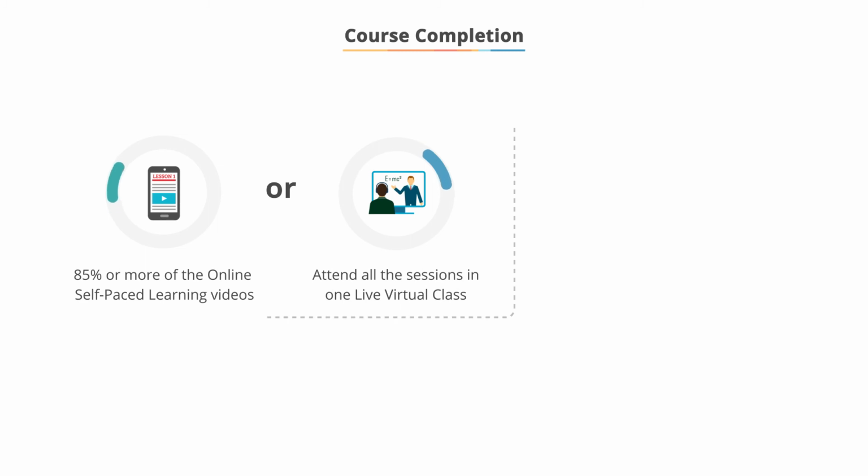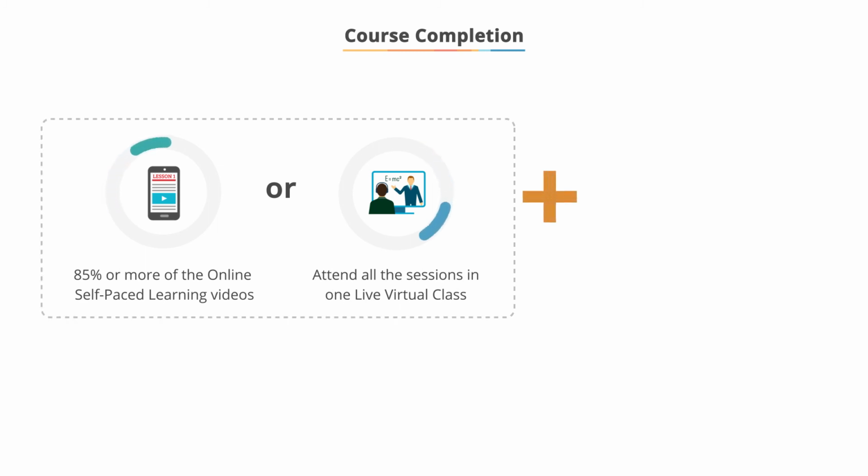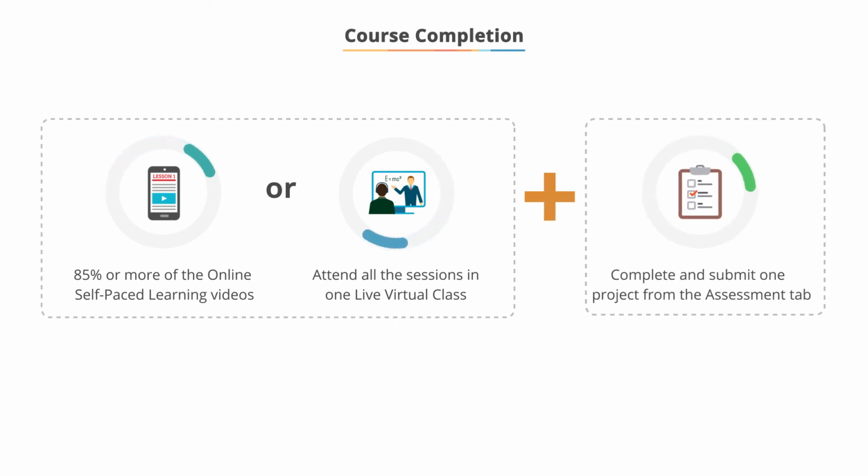To get a Simplilearn course completion certificate, you will need to go through 85% or more of the online self-paced learning videos, or attend all the sessions in one live virtual class. In addition, you need to complete and submit one project from the assessment tab.